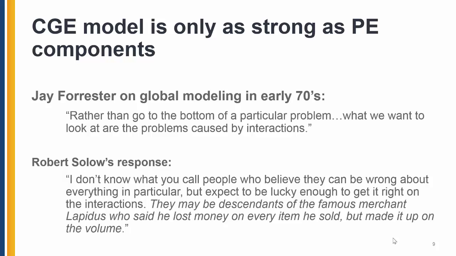There was a great debate in the early 70s. Jay Forrester was working on some complicated systems dynamics models which were predicting basically an era of great resource scarcity and kind of a Malthusian view of the world. And they emphasized the interactions amongst things. And you often hear CGE modelers using the same argument. Forrester said, rather than going to the bottom of any particular problem, what we want to look at are the problems caused by interactions.